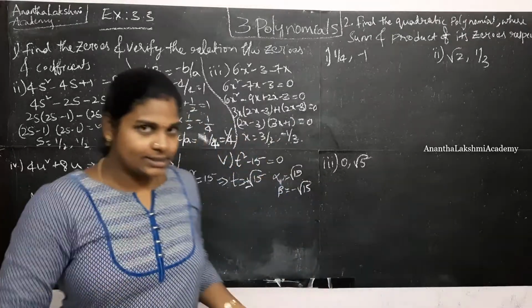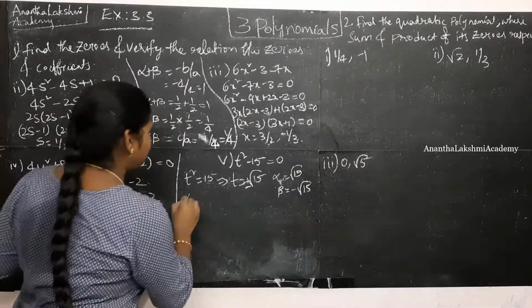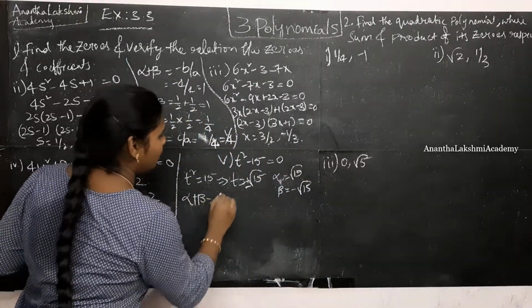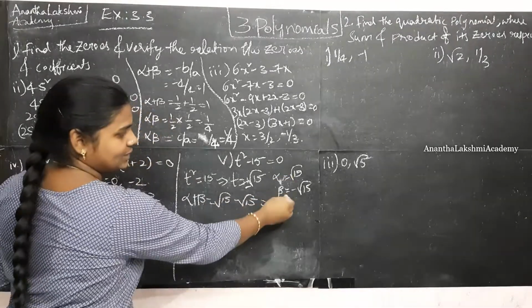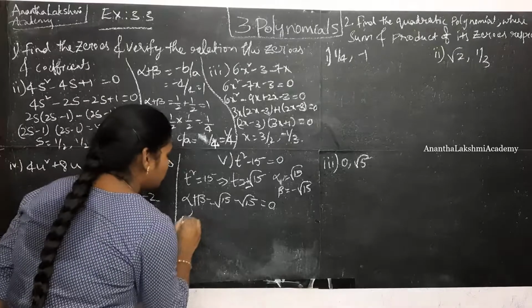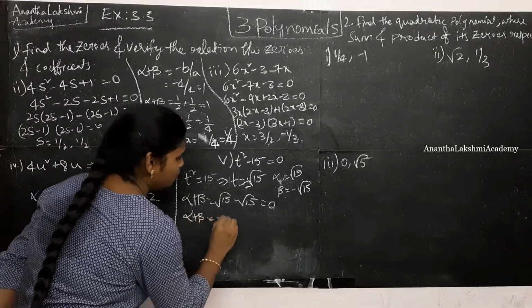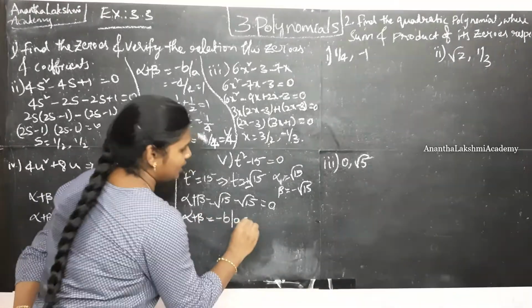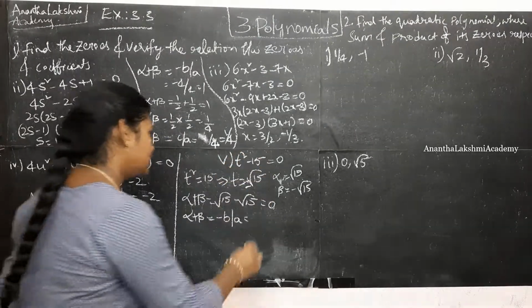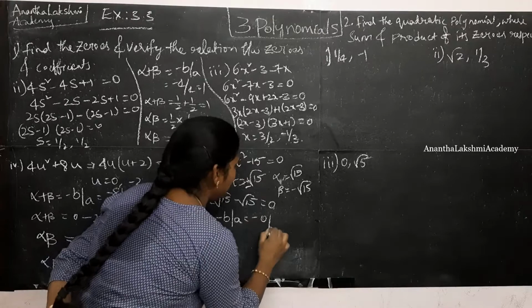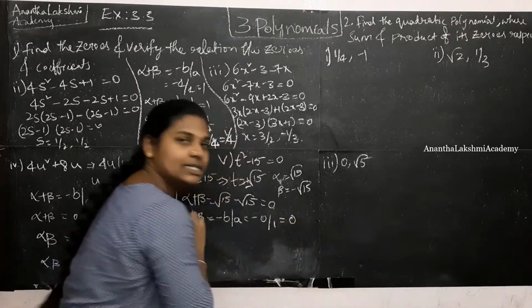So let us solve the relation. Alpha plus beta is equal to root 15 minus root 15, which is equal to 0. This is the summation of these two. Then we have the concept alpha plus beta is equal to minus b by a. What is minus b by a? You do not have a t term here. So that is minus 0 by 1, which is nothing but 0.